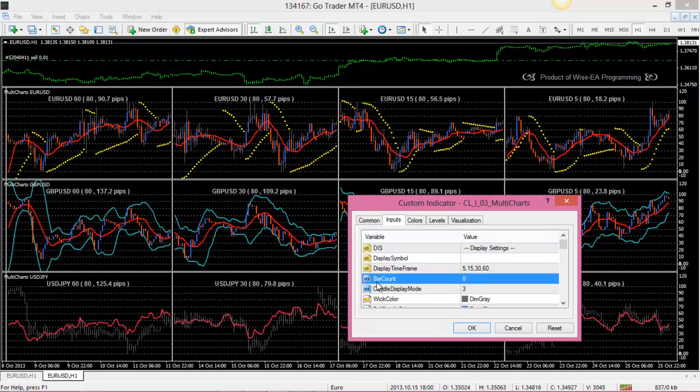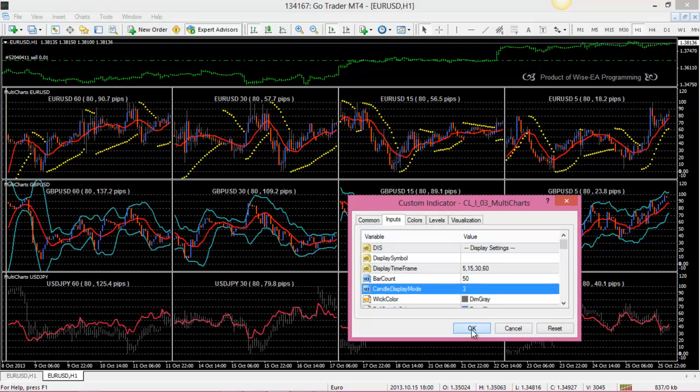And here we have bar count. Bar count means how many bars for each time frame I want to display. And if you want to display a certain number of bars, for example 30, let's say 50.